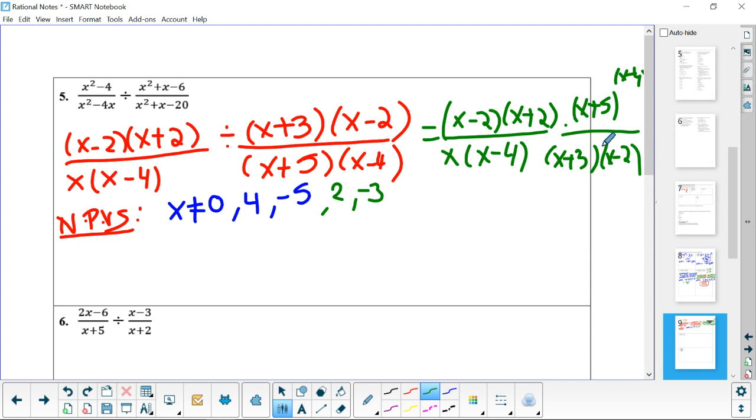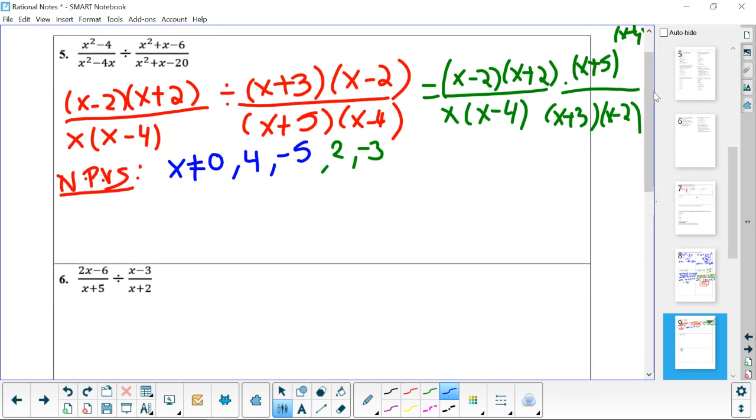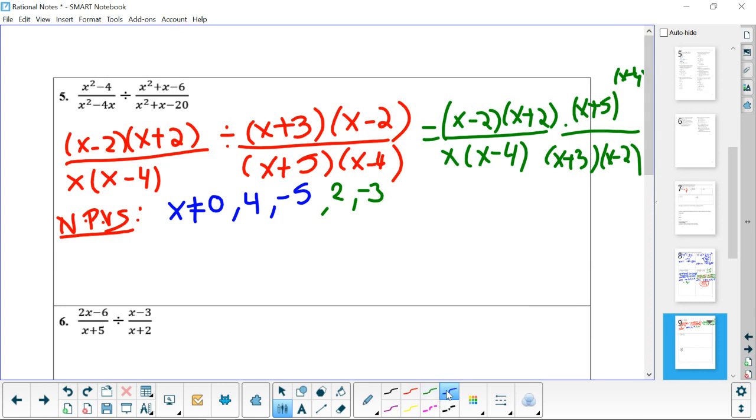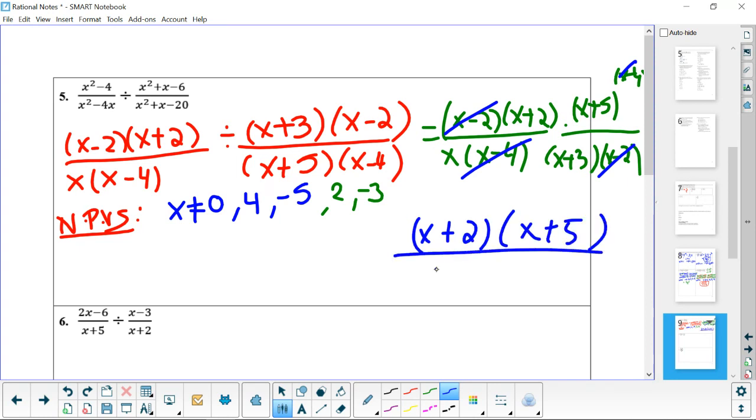Okay, now we're going to cancel out the common factors. So our x minus 4 cancels out with our x minus 4. And then x minus 2 cancels out with this x minus 2. So in the numerator, we are left with x plus 2 into x plus 5. And in the denominator, we have x into x plus 3. So our answer is x plus 2 into x plus 5 divided by x into x plus 3.